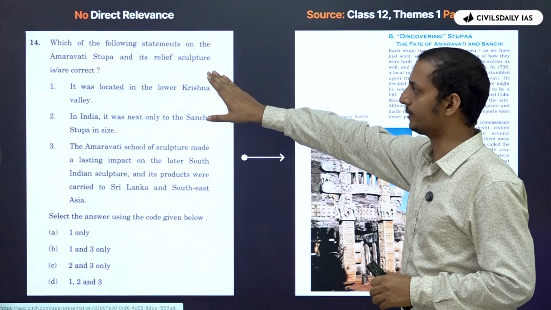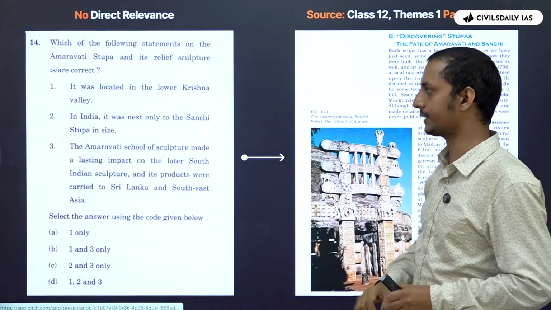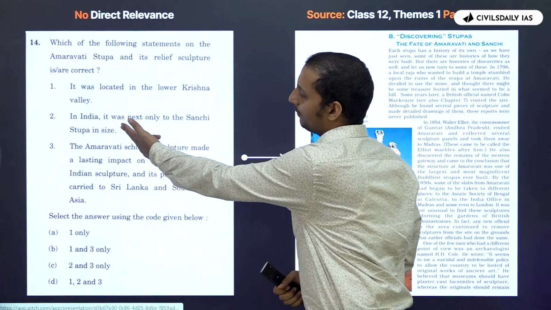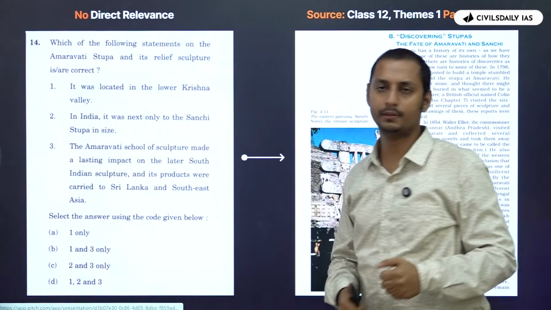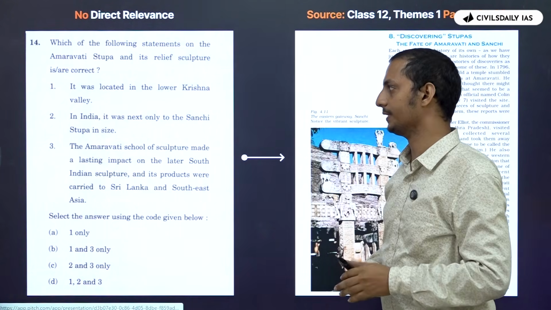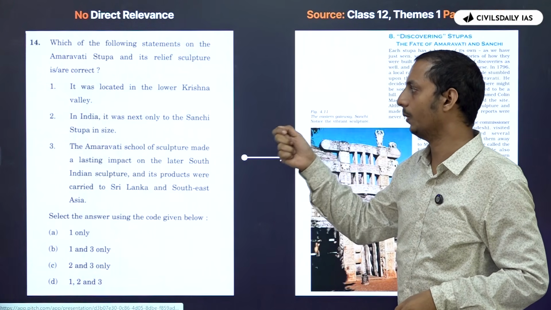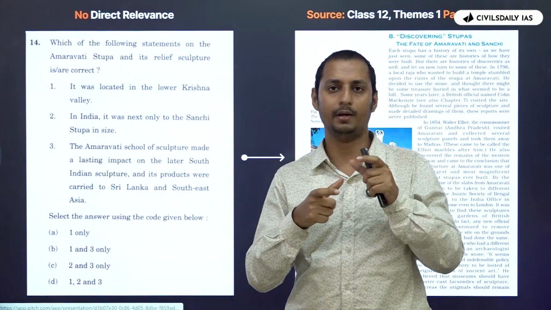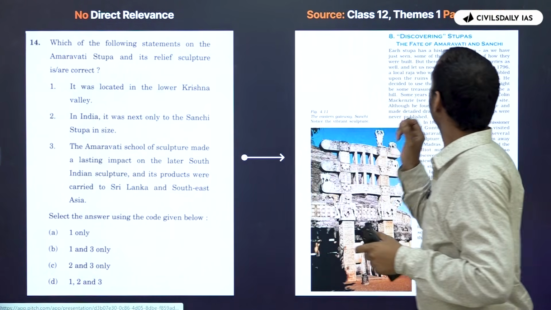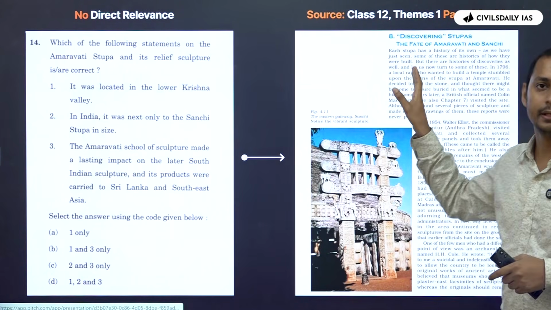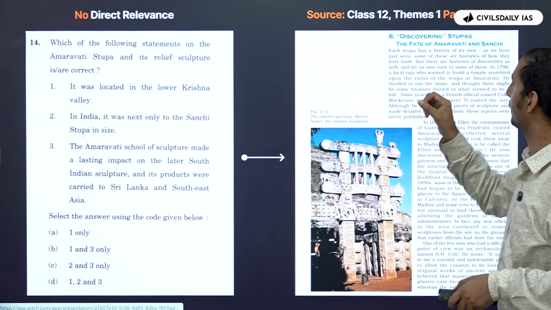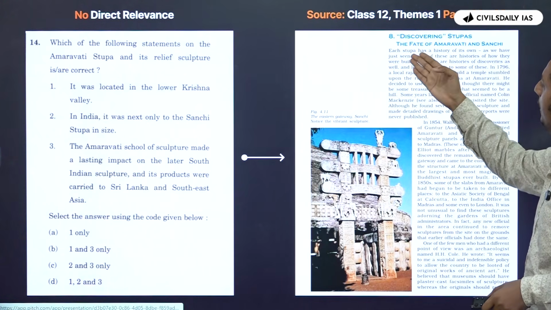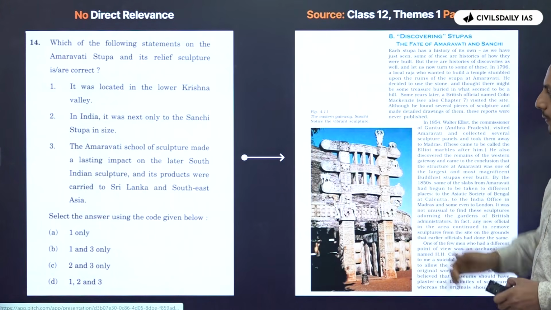Which of the following statements about the Amaravati Stupa, they are asking? And the second statement was a relation between the Sanchi Stupa and the Amaravati Stupa: in India, it was next only to the Sanchi Stupa in size. So they are comparing basically the Amaravati Stupa and the Sanchi Stupa, right? The same has been provided in the 12th standard Themes Part 1. You can see here, discovering stupas, the fate of Amaravati and Sanchi.